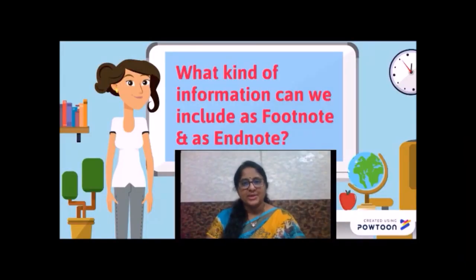Okay, next point. What kind of information can we include as footnote and endnote? Usually footnotes provide information like author's affiliation, definitions, explanatory notes, full form of abbreviations, and sometimes bibliographic information. Whereas endnotes provide the list of books, list of references or list of scientific articles called bibliography. Sometimes in the endnote, we can also include non-bibliographic items like comments or observations in our work.